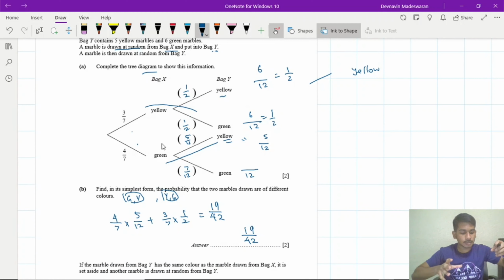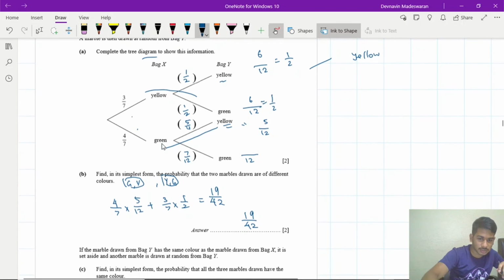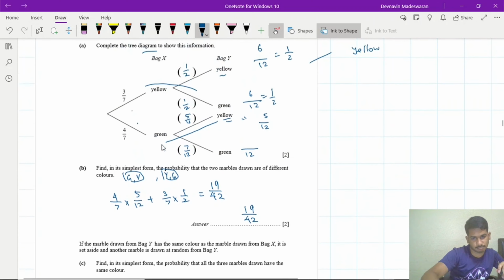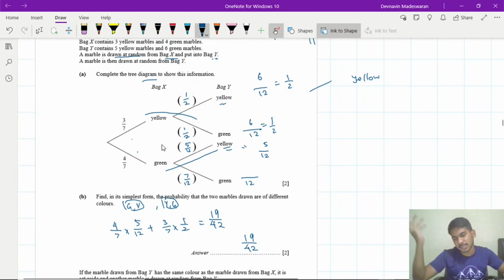You take a marble, yellow, and put it in. Then let's take a marble, yellow again, and put it out. That's the logic. There's probably a few ways of doing this, but it's 2 marks, so let's just try some way.